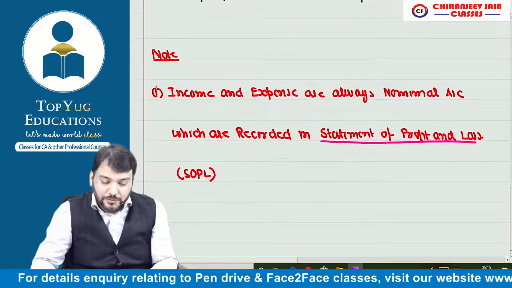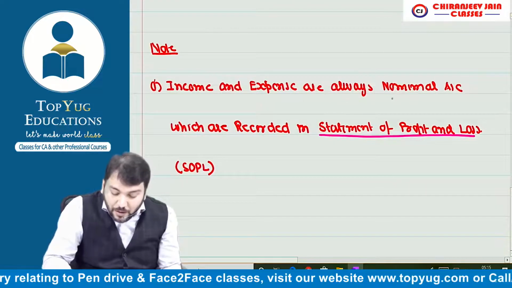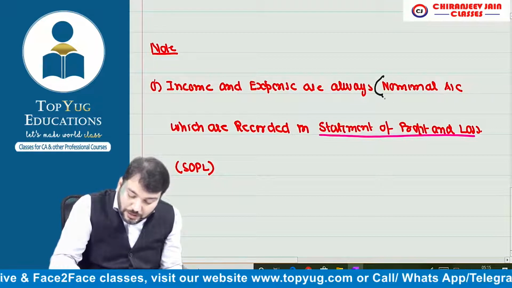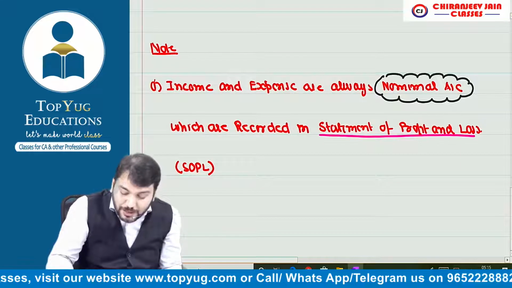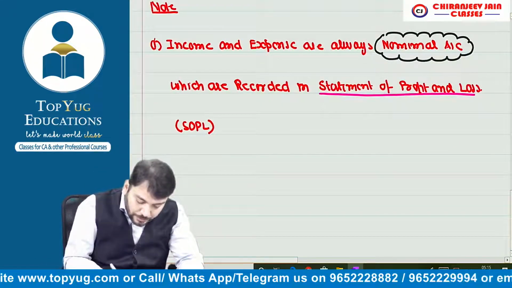Correct? Understood? Yes, sir. So can I say income and expense are always nominal accounts which are recorded in statement of PL? In statement of PL.